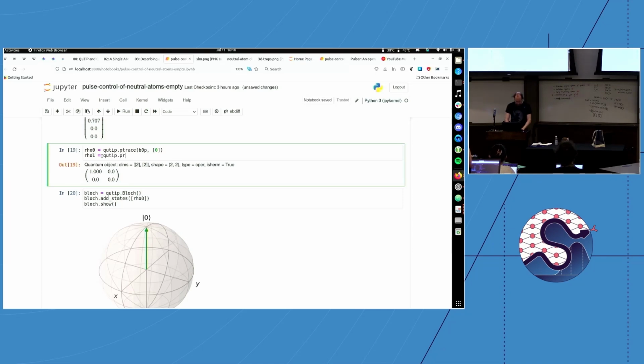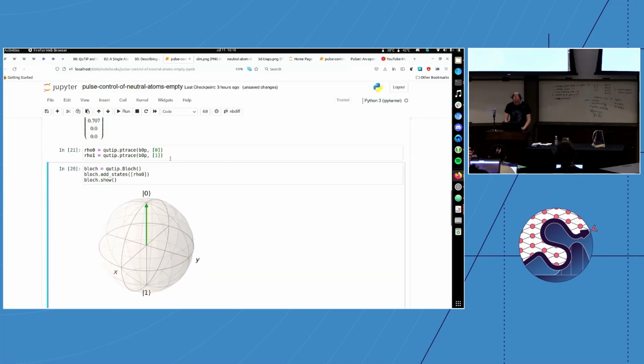Let's also look at the other state. Again we take the combined system, 0 plus, but now we keep the second atom rather than the first one, and then we plot both. Now you can see that the first atom is in the state 0, and the second atom is in the state plus.